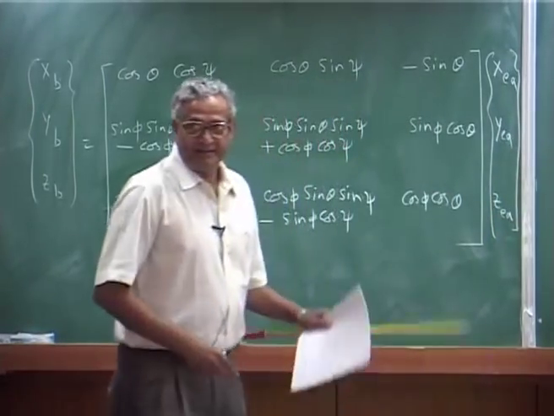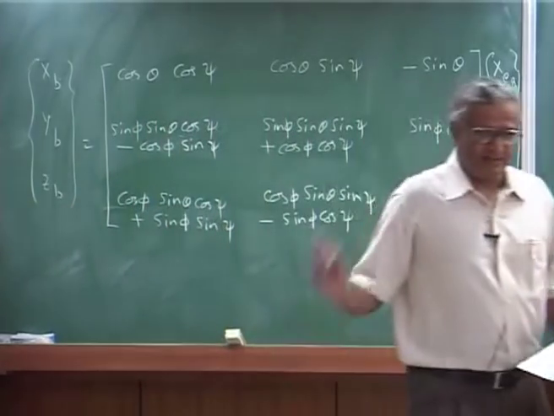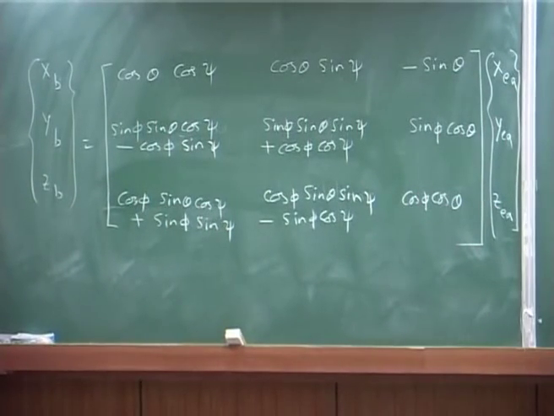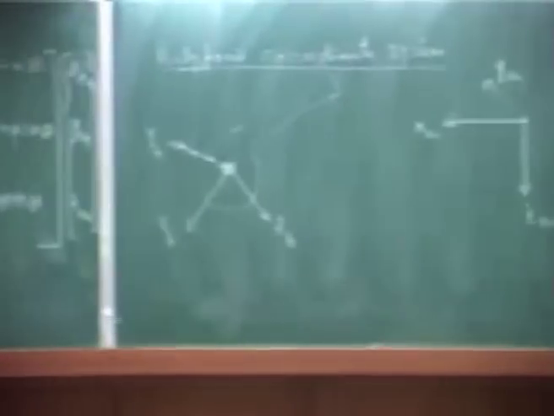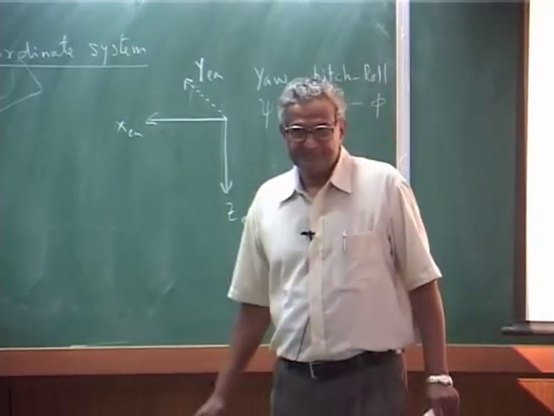Okay. This is the full transformation, which you may also find in textbooks, because this is just a product of 3 matrices, that is all. But follow this sequence, that is the most important thing: yaw, pitch, roll sequence.